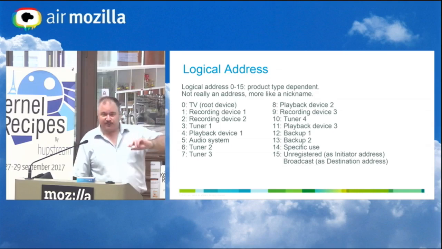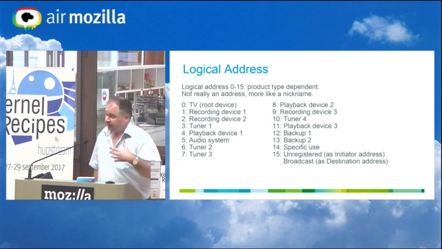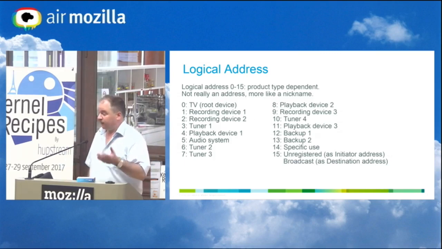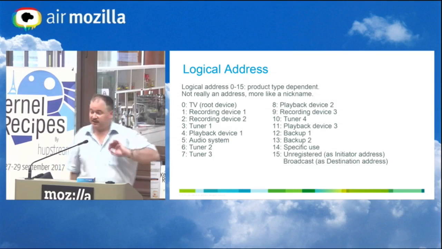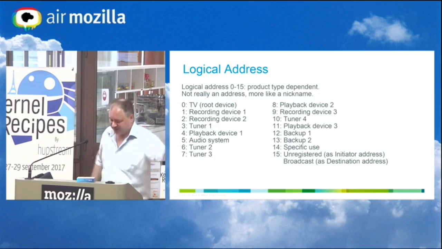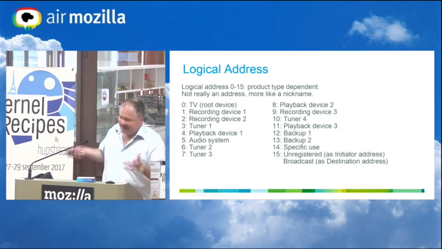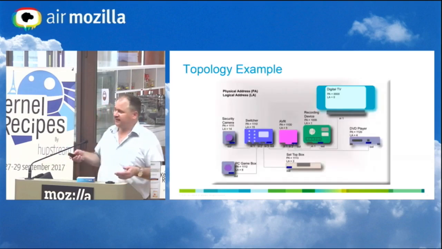15 has a special meaning. You can use it as an unregistered device. Then you have very limited capabilities. But typically, an HDMI switch can use 15. Or when you send a message to it, it's meant as a broadcast, so everyone receives it. So these are nicknames. They have special meanings. It's not an address in the sense of an IP address.